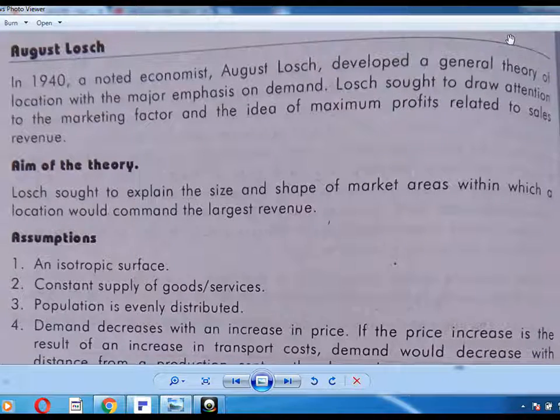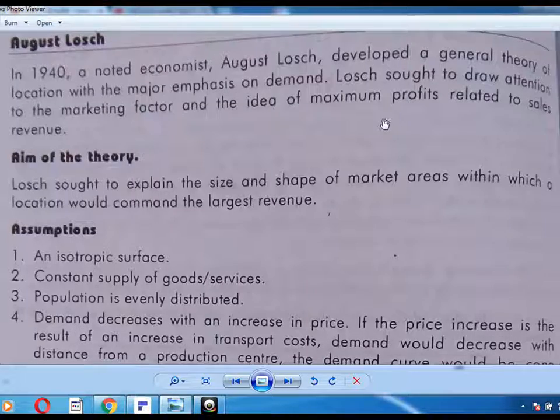Friends, now we discuss geography. Our first model is August Losch's model. In 1940, a noted economist, August Losch, developed a general theory of location with the major emphasis on demand.